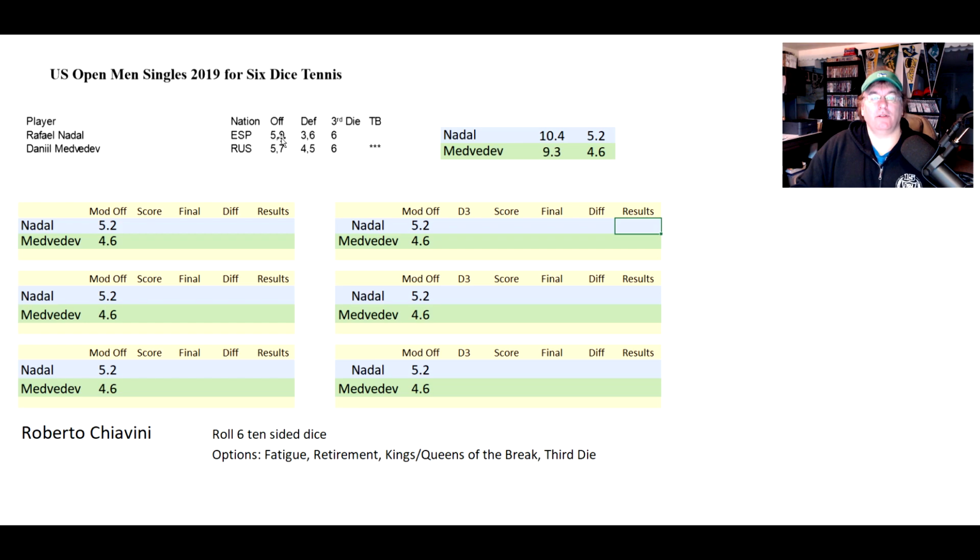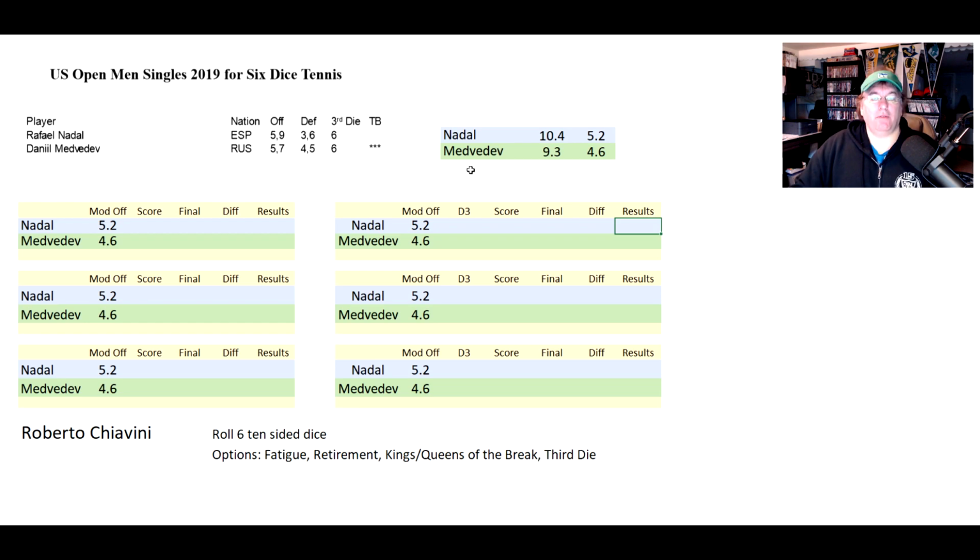So his offense is 5.9, and we're going to combine it with his opponent's defense of 4.5. That gives us 10.4 over here, as you can see. What you do is you divide that in half and round down. In this case, we don't need to round down. It's a straight 5.2. So as you can see over here on the score sheets, on the modified offense, I've put Nadal in as 5.2, and he will play as 5.2 for the match.